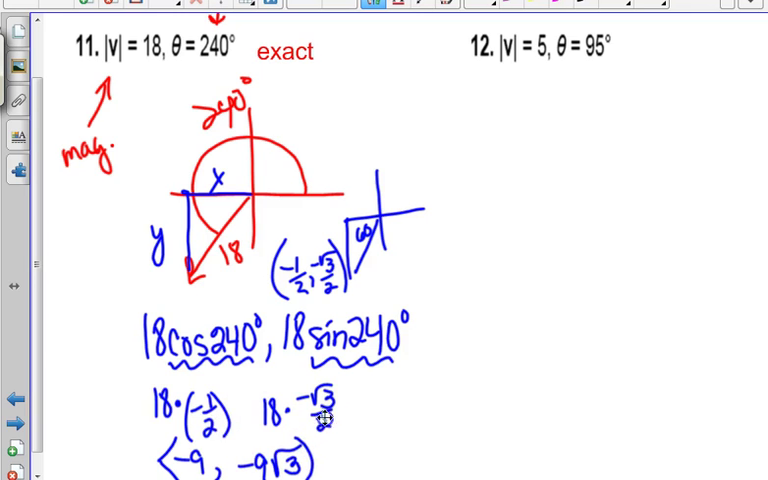Okay, so you could use the sine and the cosine off the unit circle. Would you feel better if I said, I'll take either answer? You could give me the decimals on the quiz or the exact answer. Okay, so you could type 18 cosine 240, 18 sine 240 and get decimals for those, and I'd take it.